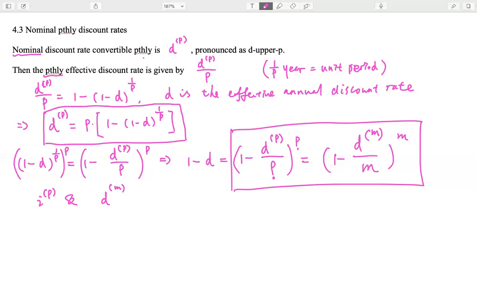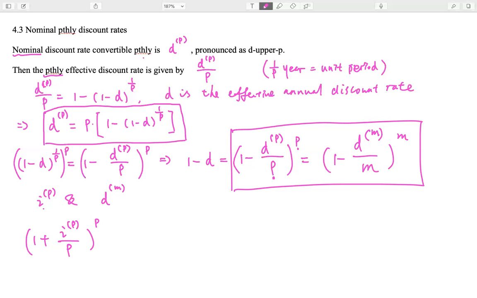One thing we can do is to start with $1, and look at the account value at time 1. On the left-hand side, this is easy, because i upper p divided by p is the effective pthly rate. So 1 plus this is the account value at time 1 over p. Then I raise the power p times, and I get the account value at time 1, by the end of 1 year. I'm trying to do the same using the discount rate.